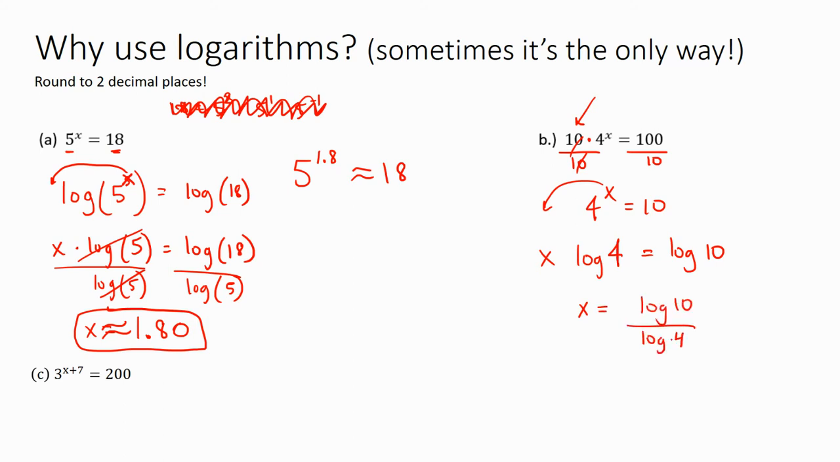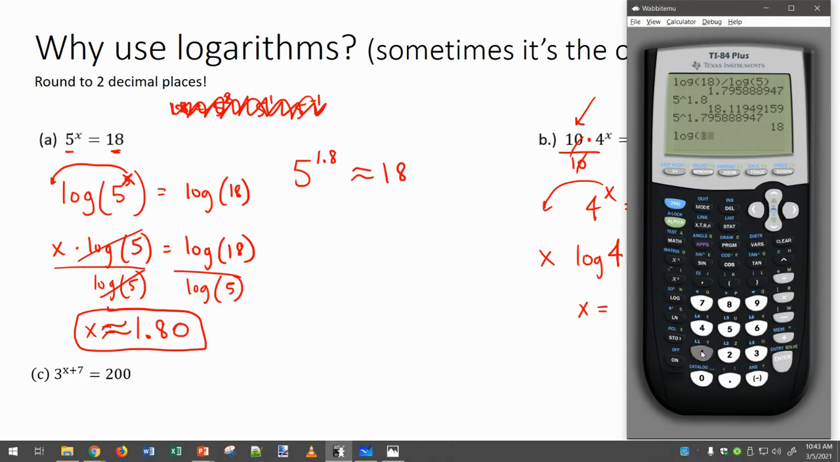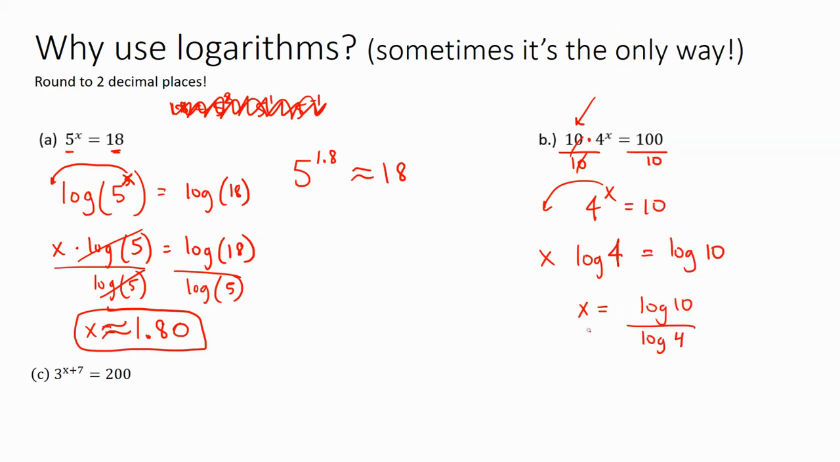log 10 over log 4. Now I can go to my calculator. Log 10, close the parentheses, log 4, and I get, let's say, 1.66, because the next digit is 0. So x is approximately 1.66.